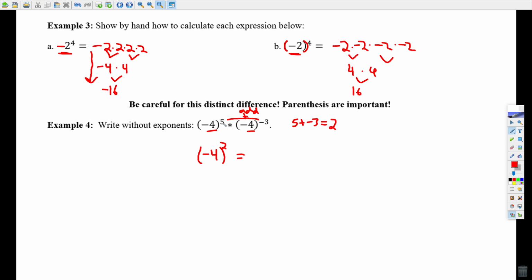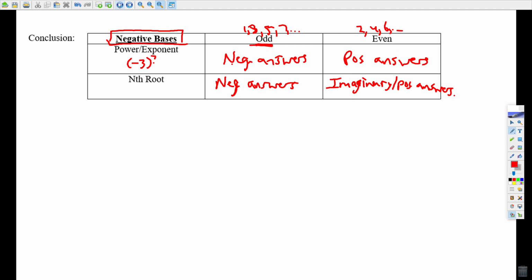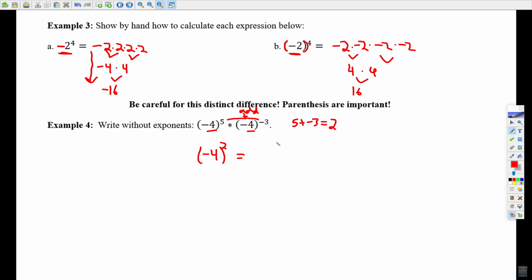And so we're writing this without exponents, so we put them together. This means we have negative 4 squared, which means you have negative 4 times negative 4. And if you even look at your little table here, powers that are even are going to give you a positive answer. So we're going to get positive 16.